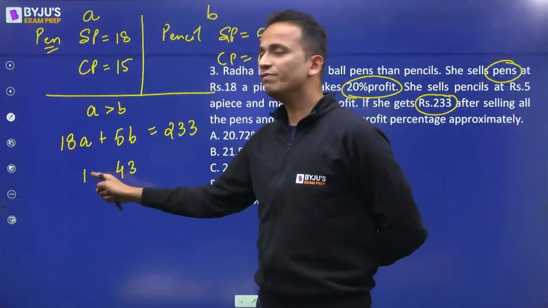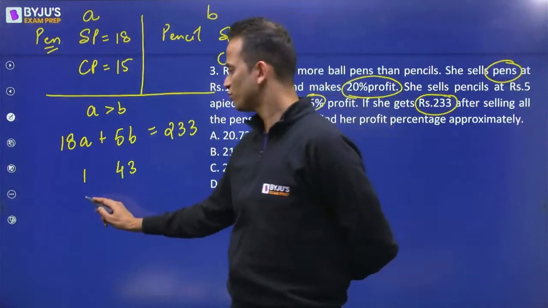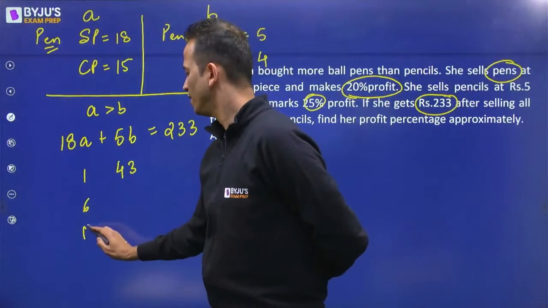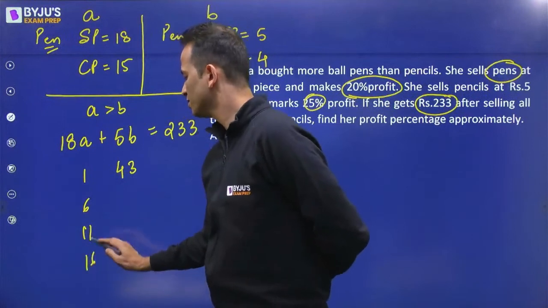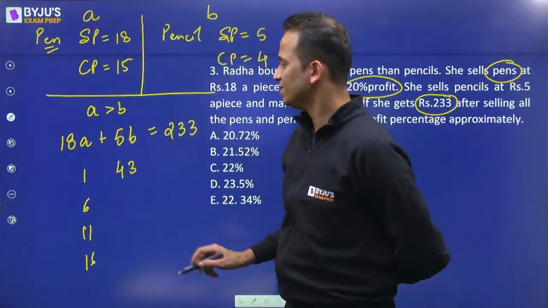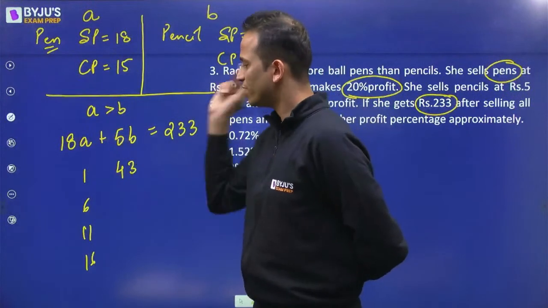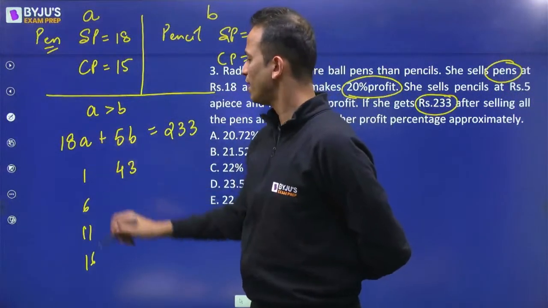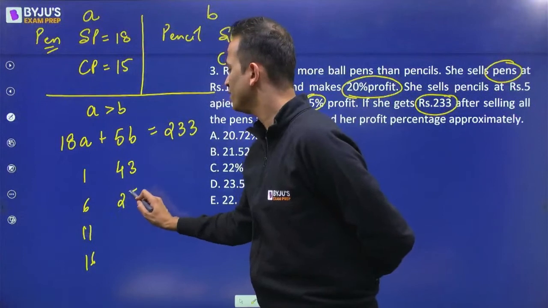Now the value of B will keep on increasing by 5. So it will become 6, 11, 16 and so on. And value of A will keep on decreasing by 18. So 18 से अगर मैं इसको decrease करता हूं, 43 minus 18 is 25.